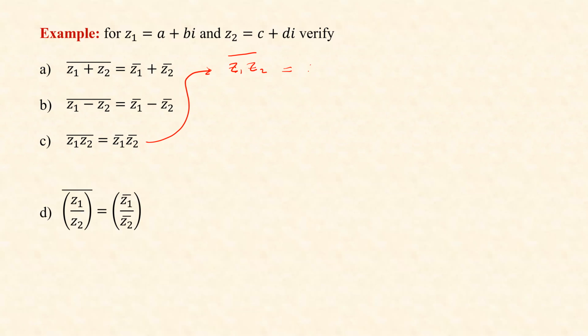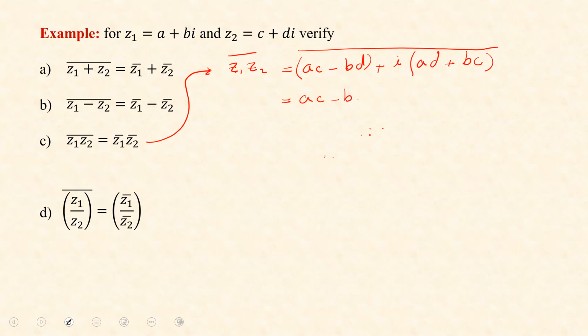Z1, Z2 will be AC minus BD. This is the real part, right? And the imaginary part is AD plus BC. And the complex conjugate, this bar means AC minus BD minus I times AD plus BC. This is the complex conjugate of that.